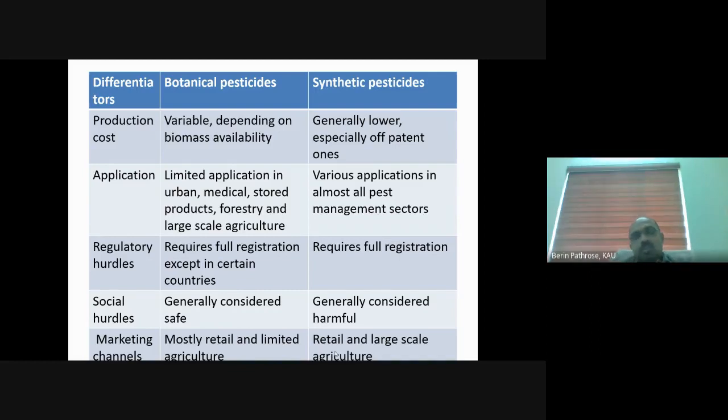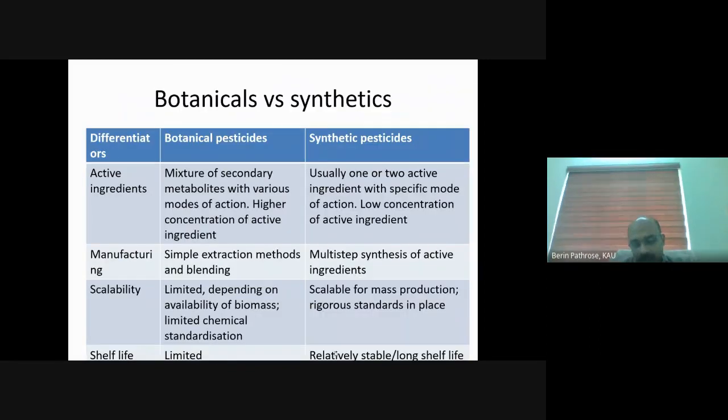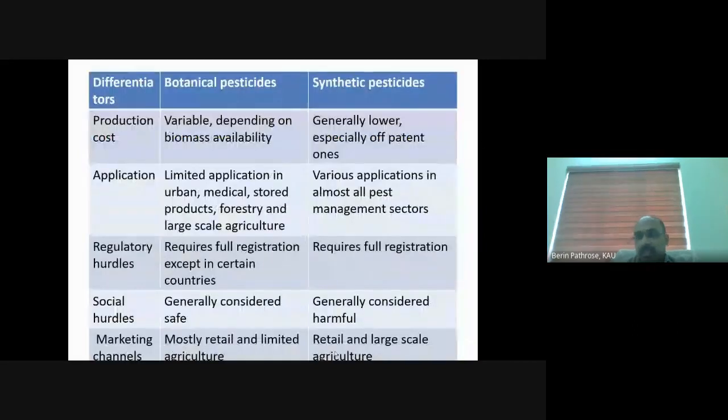So if you see the difference between botanicals and synthetic pesticides, the combination of active ingredient, its mode of action, and its concentration, everything differs between botanical and synthetic pesticides. The manufacturing is pretty easy in botanicals, but it requires several steps in the case of synthetic pesticides. The scaling up of production of botanical pesticides is dependent upon the availability of biomass, but synthetic pesticides we can scale up as and when we require. The shelf life is limited in the case of botanicals, but synthetic pesticides have very good shelf life. The cost of production of botanical pesticides depends on the availability of biomass, but synthetic pesticides are usually cheap.